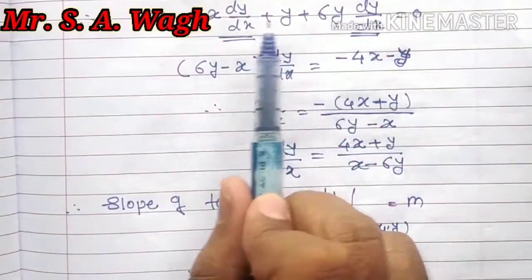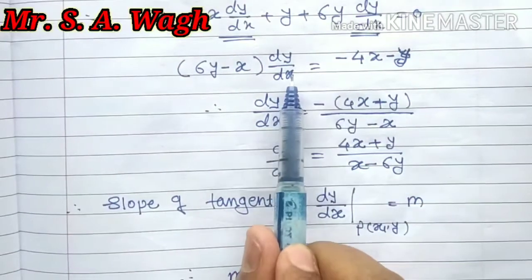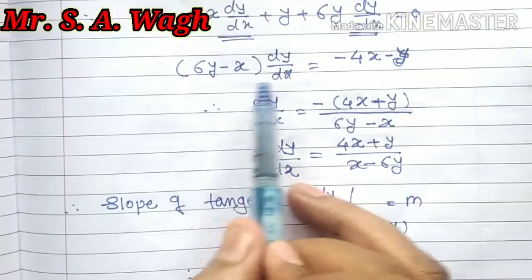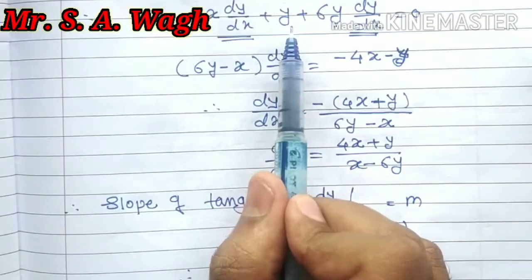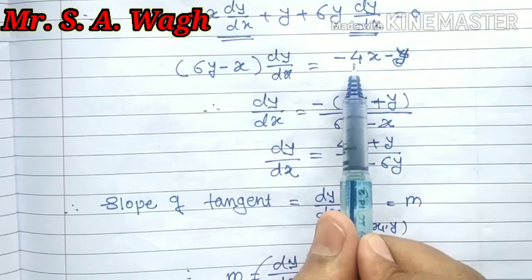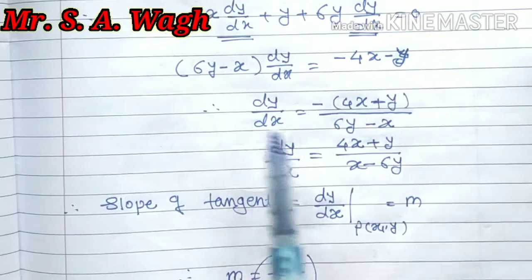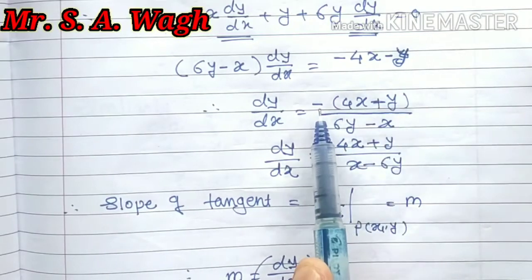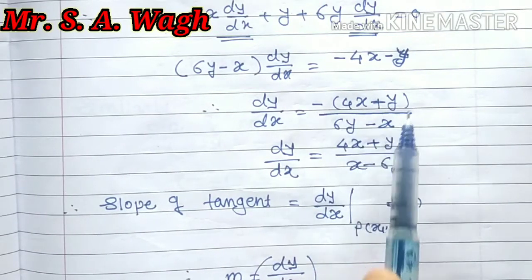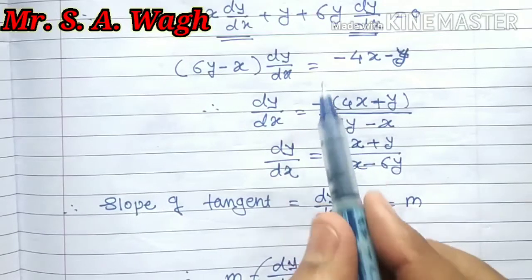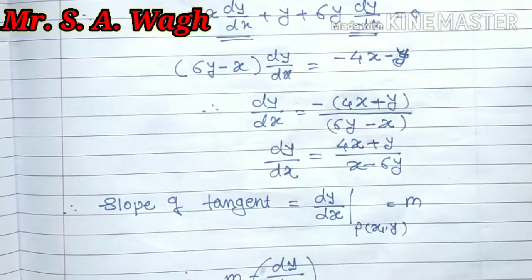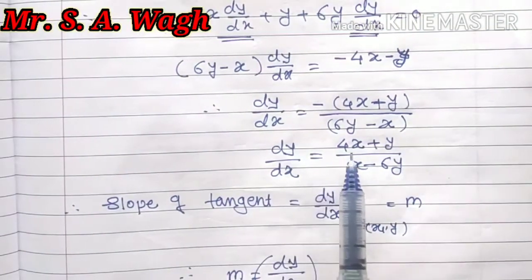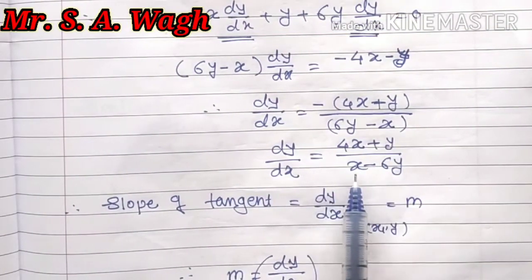Now we consider the terms containing dy by dx and collect dy by dx from these two terms. So 6y minus x, into dy by dx, is equal to the remaining terms taken to the other side, which will be minus 4x minus y. So we write dy by dx as minus (4x plus y) divided by the total term 6y minus x.